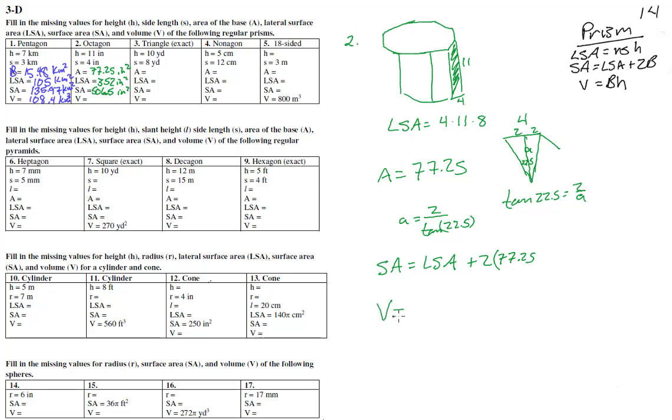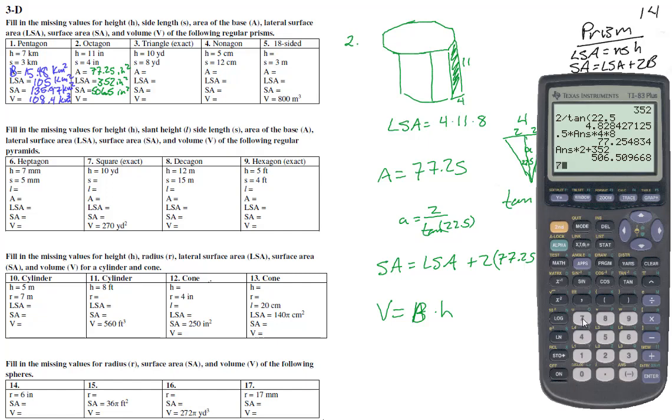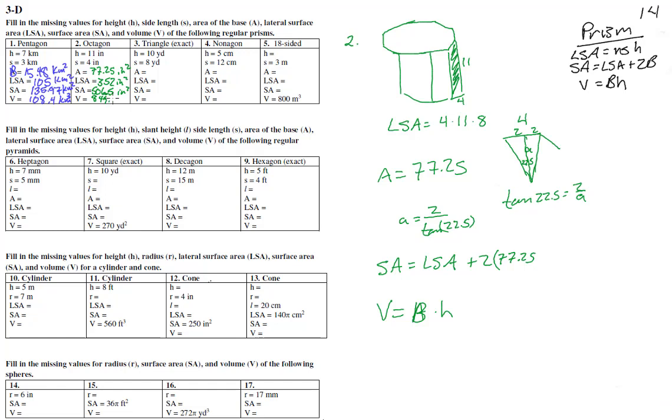Now the volume. The volume is going to be the area of that base times the height. Sometimes we'll use a B there. Area of the base times the height. So we take this 77.25 and we'll times it by 11. 77.25 times 11, and that's 849.8. That'll be fine. Now notice here this is inches cubed. We're in a volume now.